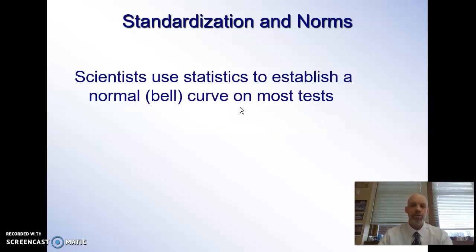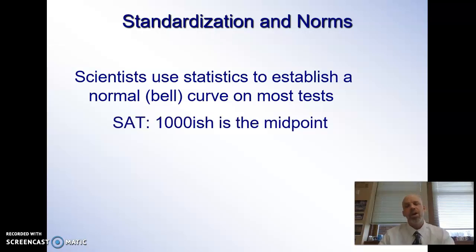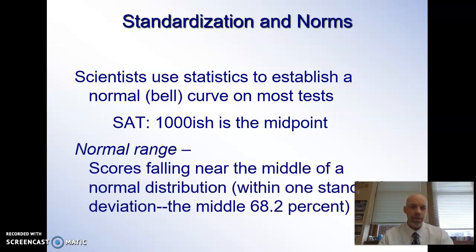Standardized tests, as far as measurements are concerned, again, scientists are going to be extremely focused on getting that normal curve, that bell curve. So when you have thousands of students taking the exact same test, hopefully at the same time, the same instructions, everything as the same as possible, you're going to get this bell curve. For the SAT, about 1,000 is the midpoint.